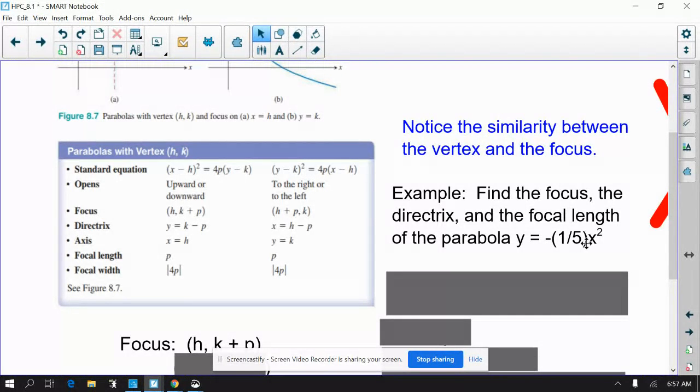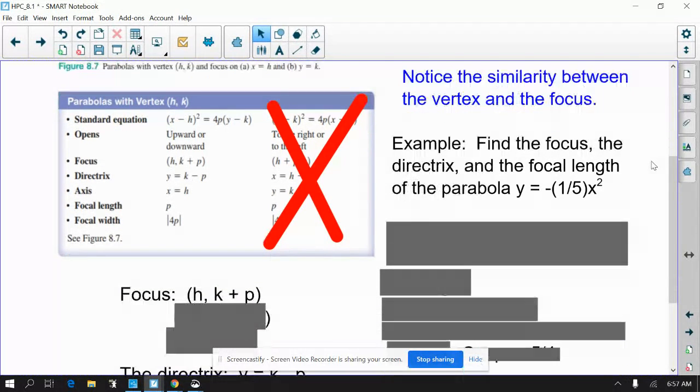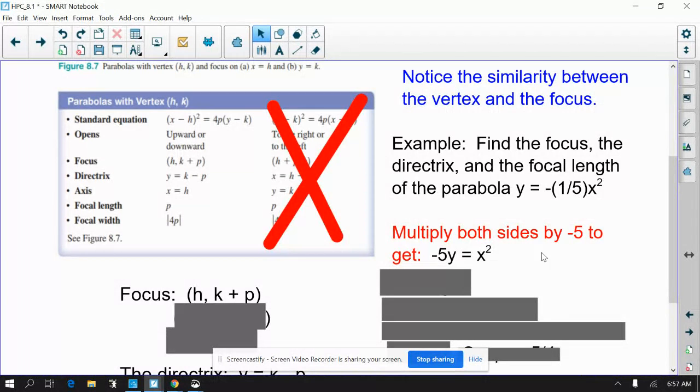So since I know the x is going to be squared, I'm not even going to look at this. I know that it's facing up or down. So my entire focus is on this portion. So my goal is to figure out, I need to know the focus, the directrix. I need to know H, K, and P. So I'm going to try to make this look like the standard equation. And it first begins with me multiplying by -5. So it gets this, -5y equals x squared.